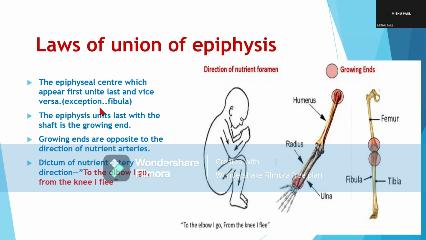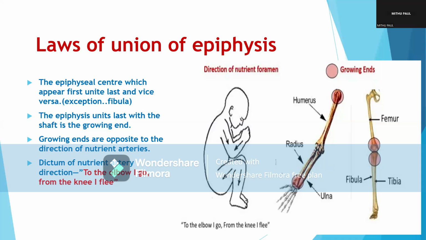Some exception for fibula will be explained along with the concerned bone. The epiphysis that unites last with the shaft is the growing end. Of course, the part that will fuse last is still growing, so that is the growing end. And the growing ends are opposite to the direction of the nutrient artery. Nutrient artery is the artery which enters the developing cartilaginous model to start vascularization, to start ossification. So there is a particular direction of the nutrient artery inside the shaft.